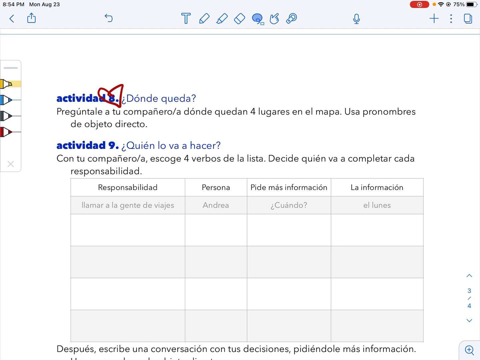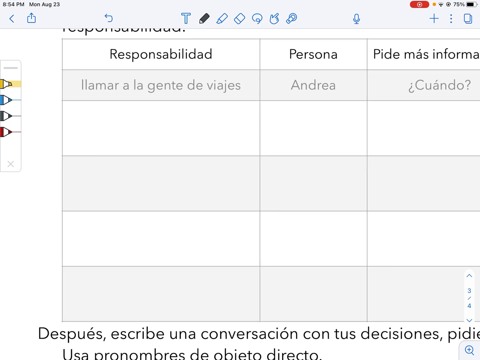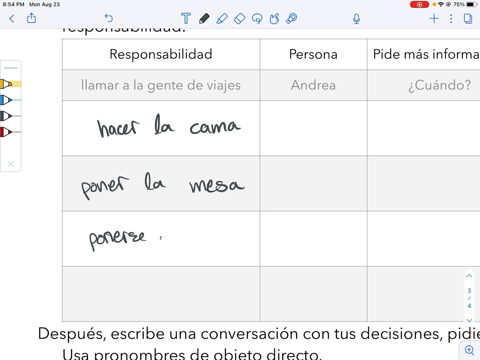Okay, finalmente número 9. ¿Quién lo va a hacer? Con tu compañero escoge 4 verbos de la lista en tu libro. Decide quién va a completar cada responsabilidad. So you've got a list of verbs. For example, please do not pick these because they are not even from your list. You can be like hacer la cama. What else? Poner la mesa. Ponerse la ropa, etc. Okay, and then you decide who in your family is going to do it.